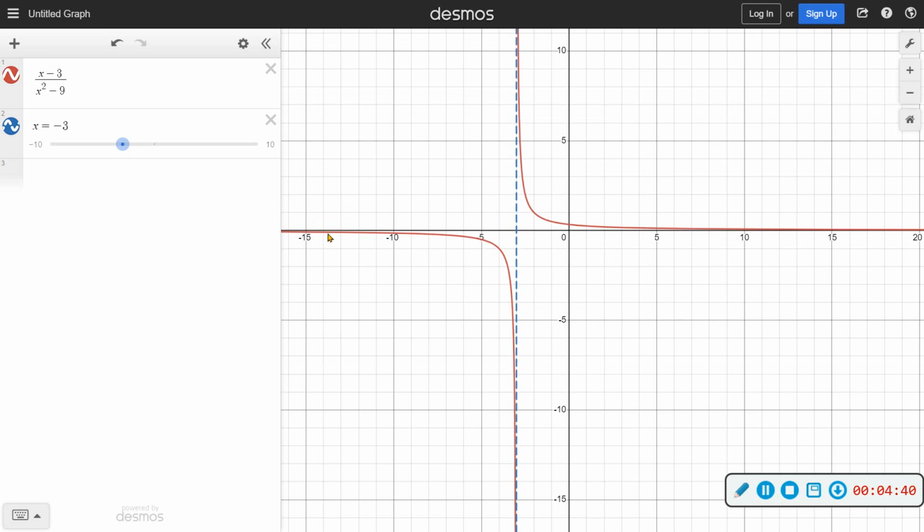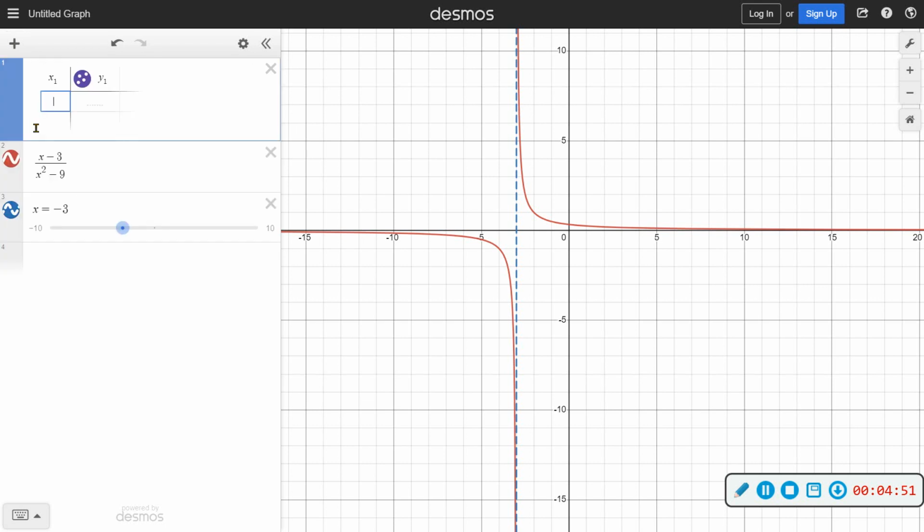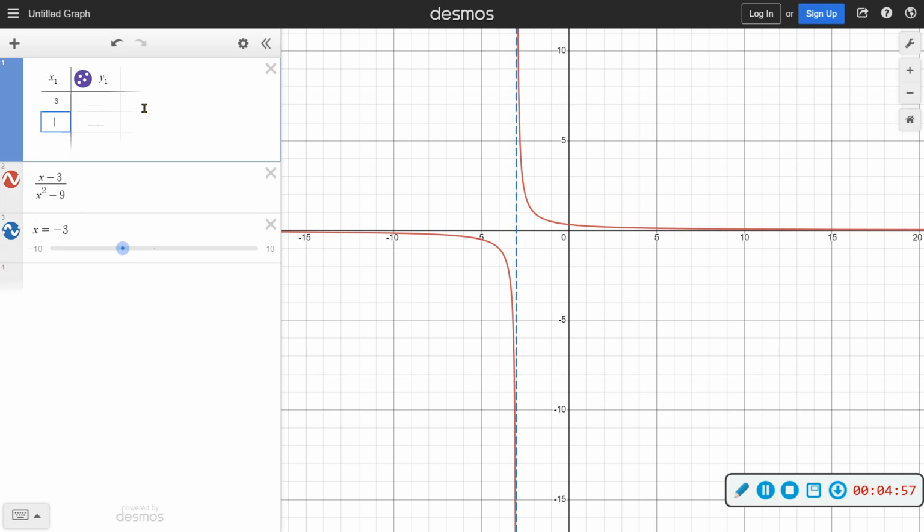Now you may also see that I have what's called a horizontal asymptote. We'll talk about that in a second. But if you remember, we also said there's a hole at 3. So let's go look at a table, and let's see what the value is at 3.